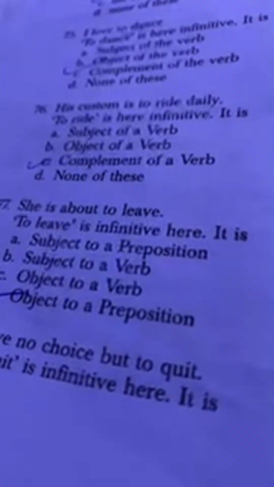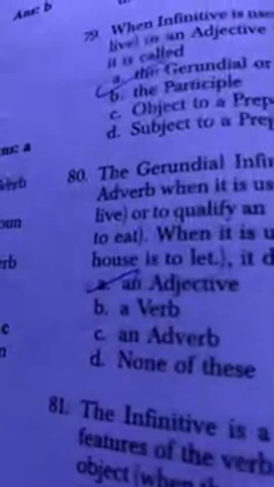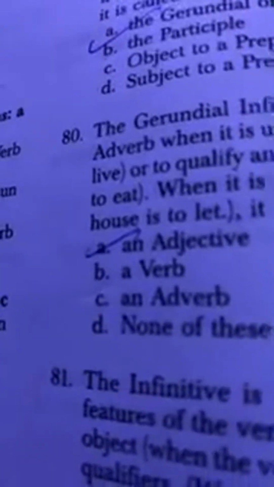I have no choice but to quit. To quit is an infinitive here. It is the object of a preposition. When the infinitive is used to qualify a verb, as in "I eat to live," or an adjective, as in "bananas are good to eat," it is called the gerundial or qualifying infinitive.